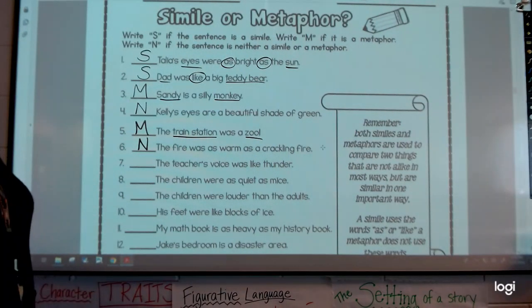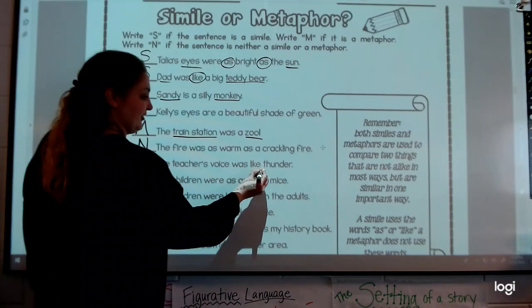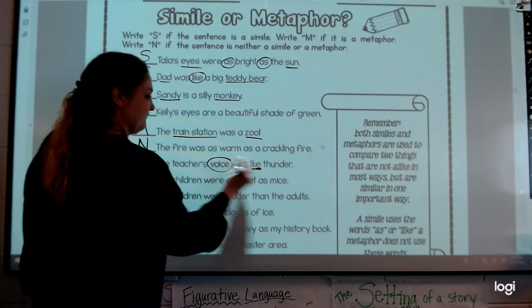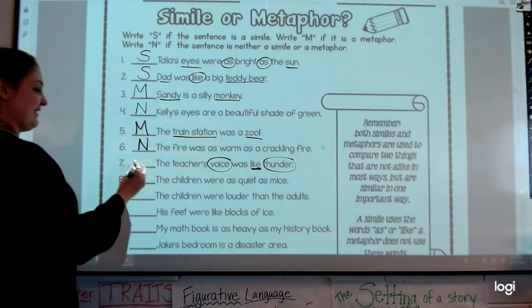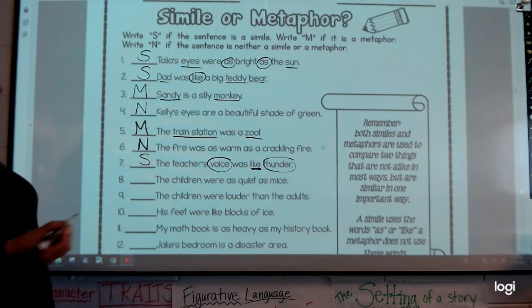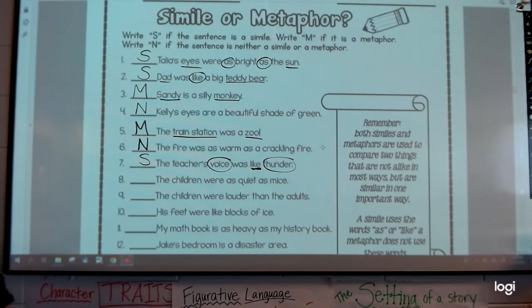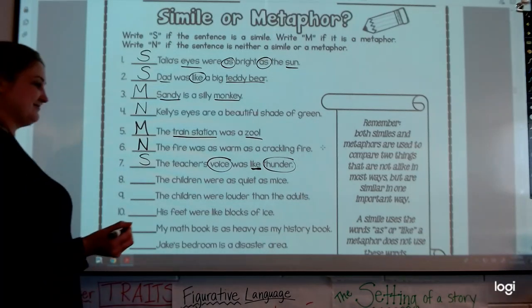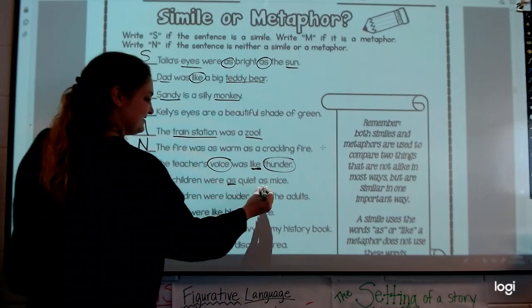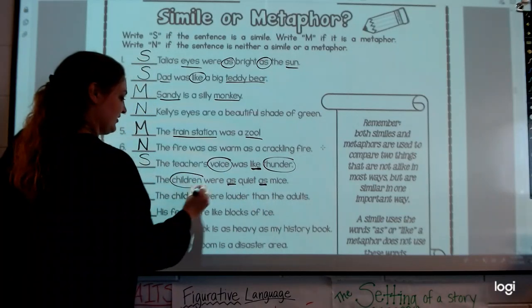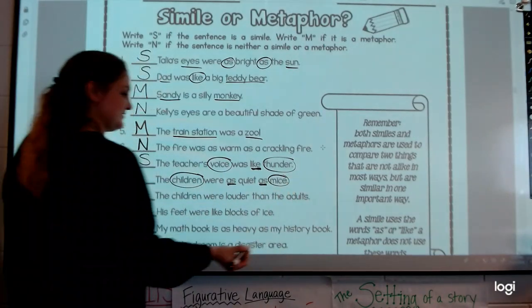Number 7. The teacher's voice was like thunder. Ooh, I heard that comparing word like. They're comparing the voice to the thunder. So that is a simile. Number 8. The children were as quiet as mice. Well, I've got the as. So the children were as quiet as mice. It's another simile.